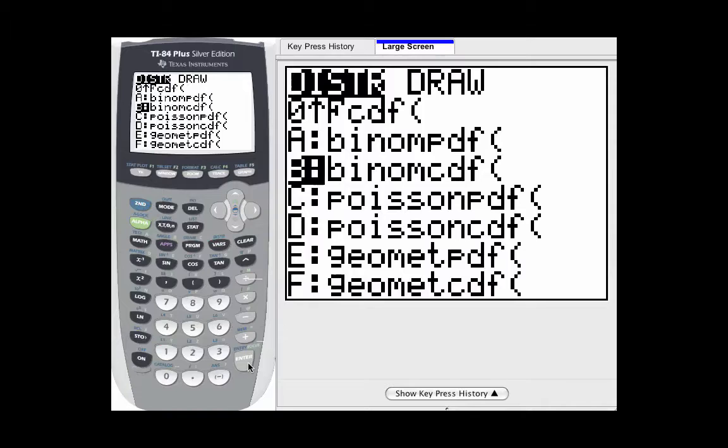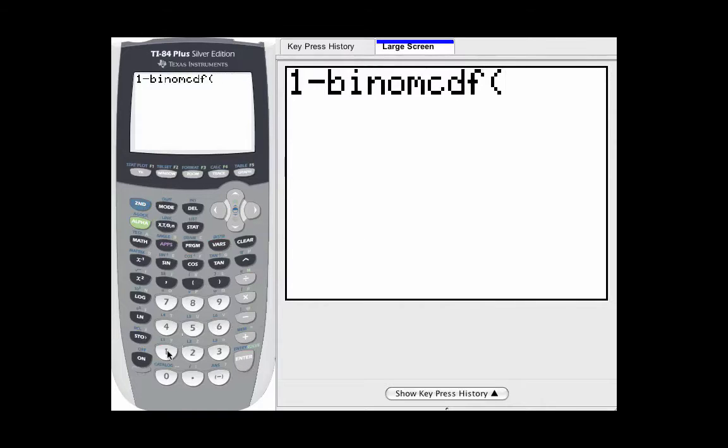Okay. And let's see, we're going for what? There was an n of 10, a probability of success of 0.95, and we went up to 8, didn't we? Okay, because we wanted 9 or 10.